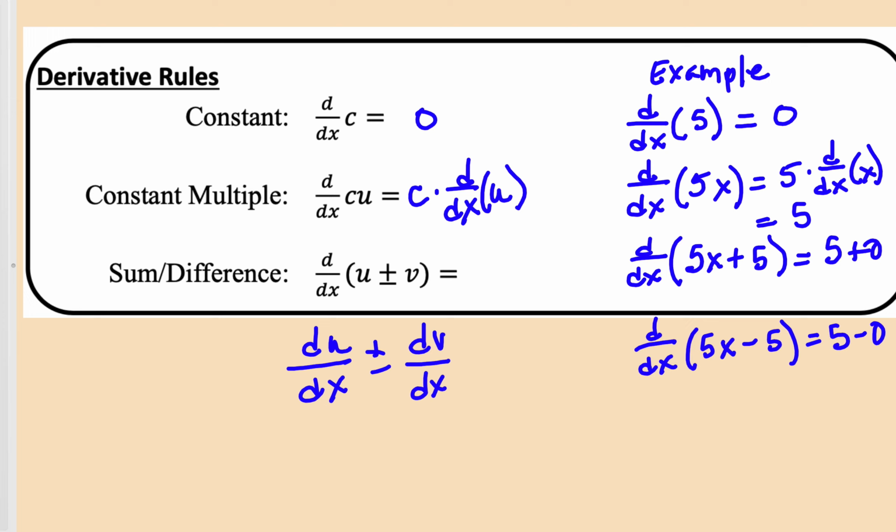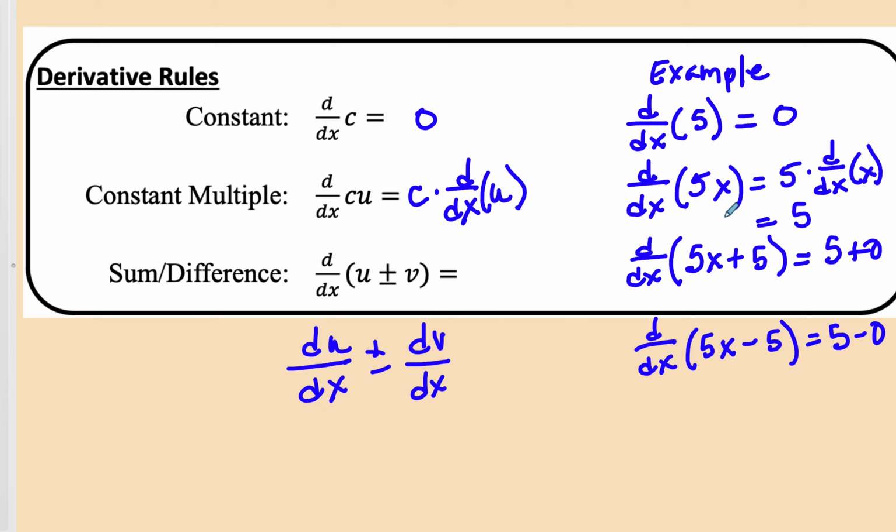Derivative rules. The derivative of a constant is 0, and that's because a constant is a horizontal line, and horizontal lines have a slope of 0. The constant multiple rule: if you have a derivative of a constant times a function, then you can just take the constant and multiply it by the derivative of the function.